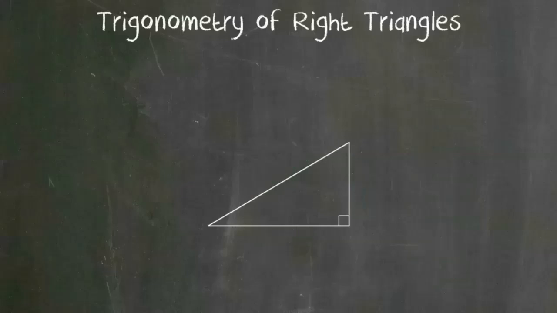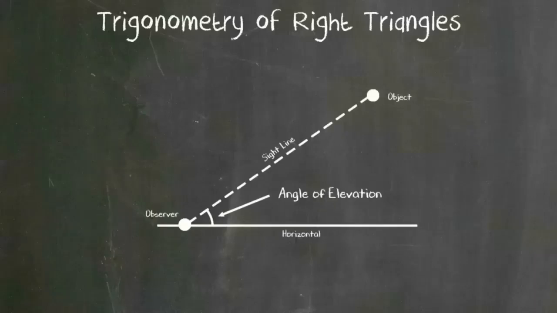The last thing that we want to talk about today is the angle of elevation and the angle of depression. First, the angle of elevation. Here you can see it's measured from a horizontal line. The observer, standing at the horizontal, looks up to an object. We call this line the sight line. The angle of elevation is the angle between our horizontal and the sight line.